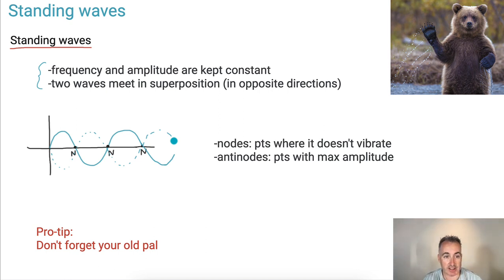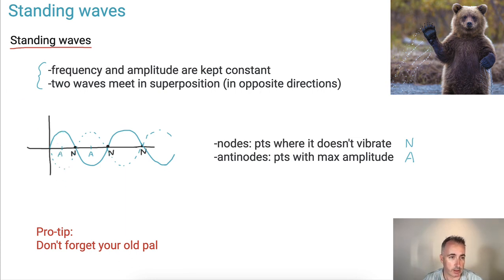So if you look at this, there exist some places where nothing moves. Those are called nodes. Those are places where the end result is it doesn't vibrate. Now we've also got antinodes. Those are places where it's maximum amplitude. So those would be, for example, like here, this would be an antinode. So would this right here, because those are places where it goes up the most and down the most and so on.